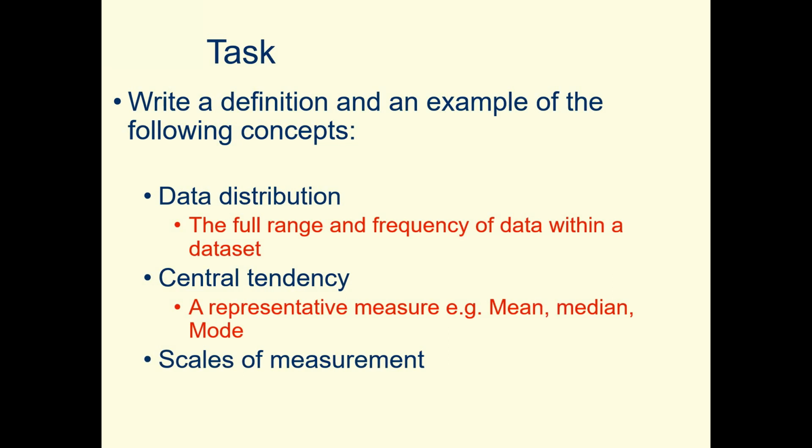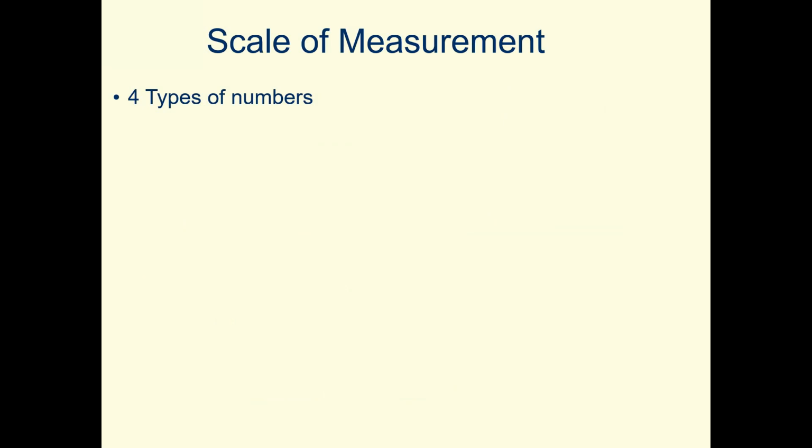The last term which I asked you to jot down was scales of measurement, and this is about how we categorise the types of number that we have. I think you'll sometimes see this presented with the acronym NOIR, as we have 4 categories for types of numbers. So I'm just going to walk through these individually so that you can ensure you have a good understanding.